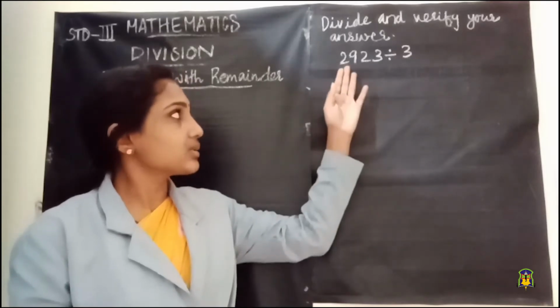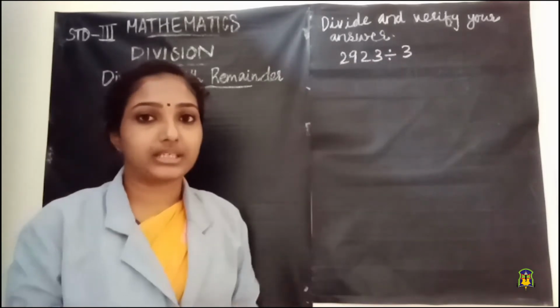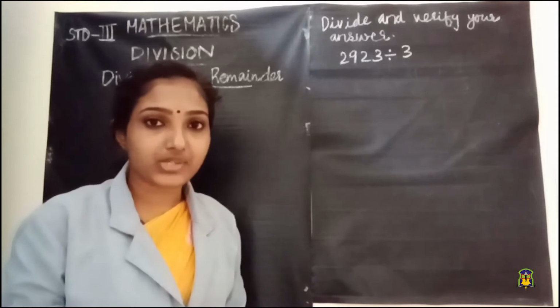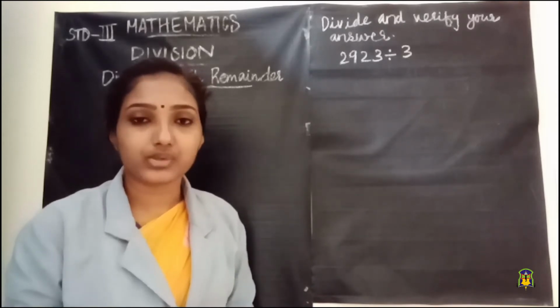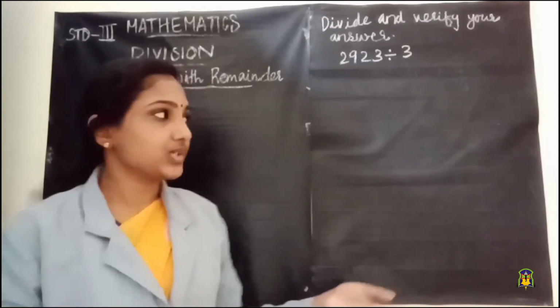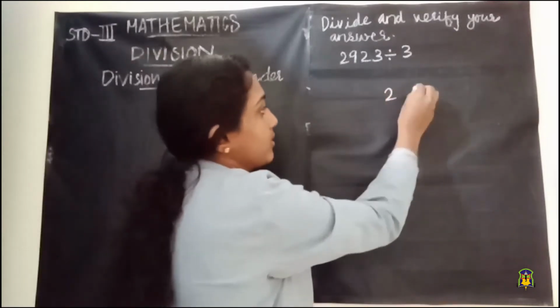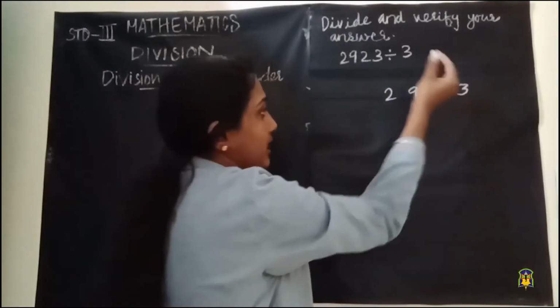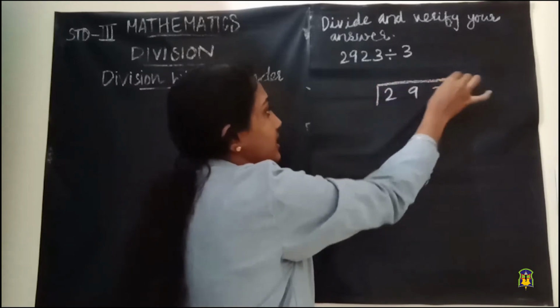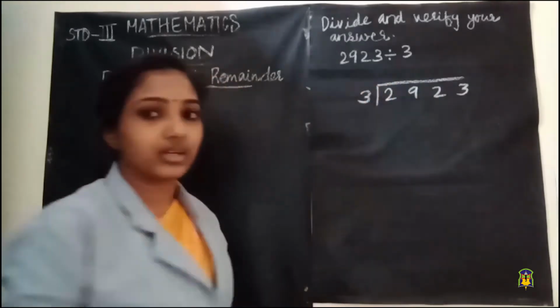Here it is 2923 divided by 3. Okay. So first we have to do our division and then we have to check our answer. Okay. So first we are going to do our division. It is 2923 divided by 3.